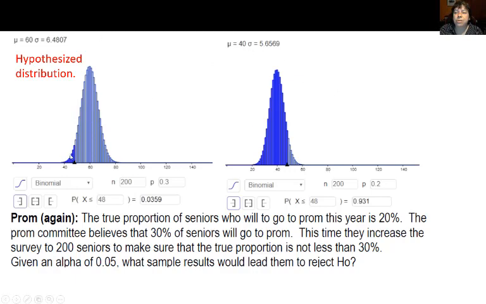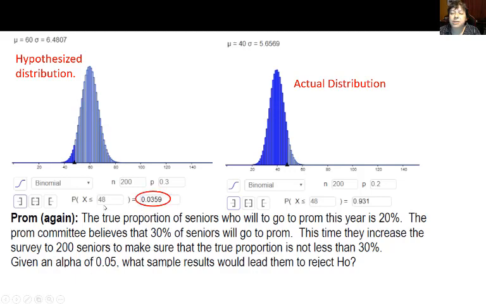They think 30% of seniors are going to prom, so 60 out of 200. And we know the real truth is that 40 out of 200 will go. So what value do we need to get to reject the false hypothesis, the null? Well, I have to get less than 0.05 because we're using an alpha of 0.05.